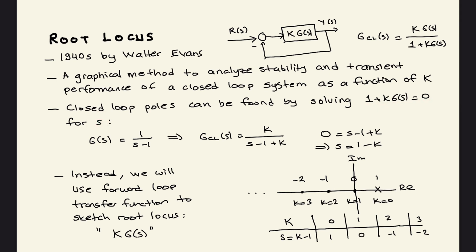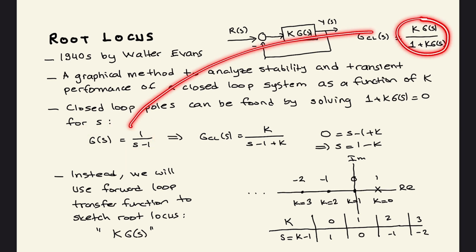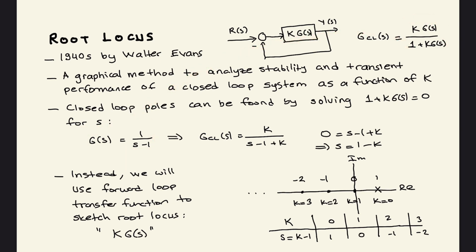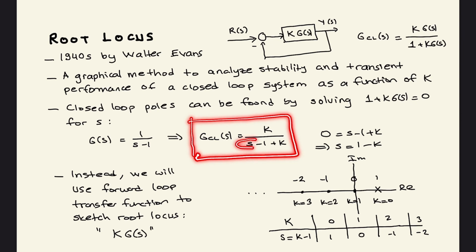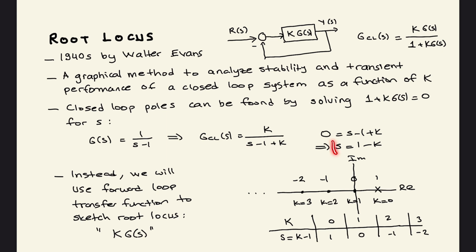Before we even start talking about root locus, consider a simple open loop system like this. Insert this into this closed loop form. If you do so, you have the closed loop system transfer function appearing like this. To determine the stability of the closed loop system, we just take its denominator, set it to 0, like in here, and solve for S. In this case, we have S equals minus 1 minus K.